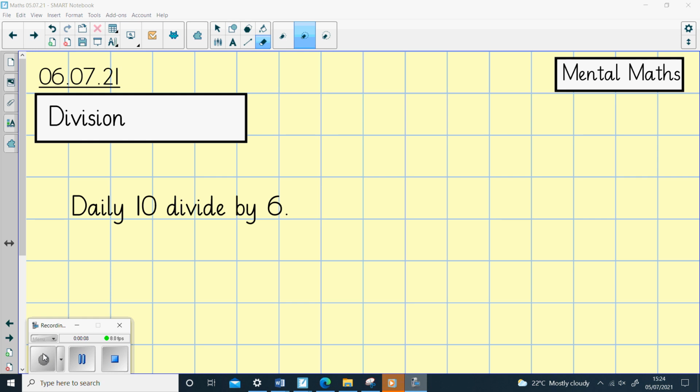We're going to warm our brains up today by doing some division. We're going to use our daily 10 to have some dividing by 6 questions. Really try hard to use your multiplication facts that are in the 6 times table to help you with this.